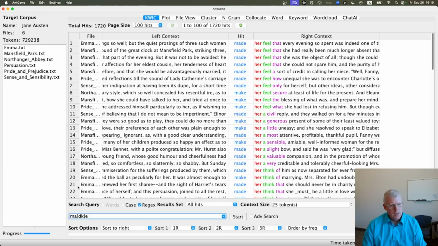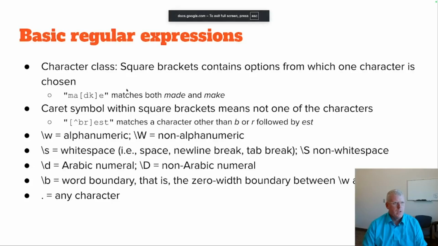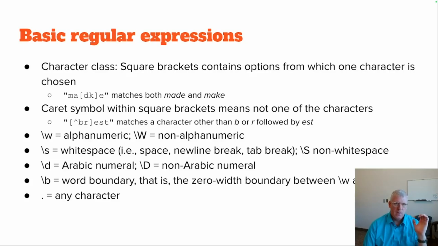Awesome. Let's jump back to my slide deck and we'll go like that. Okay, good. So that's how you do it. You say, give me one of these characters between square brackets. You can put a caret symbol as the first character within square brackets if you want to not match the characters in the square brackets after the caret symbol. So for example, if I wanted to find words that have EST in them, but not preceded by B nor R, we can do so.